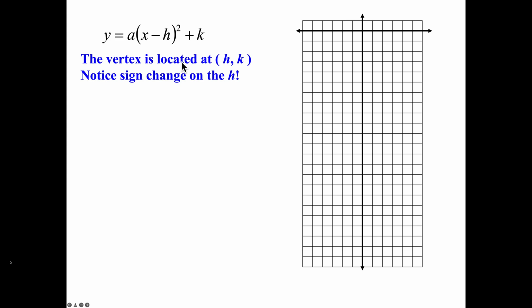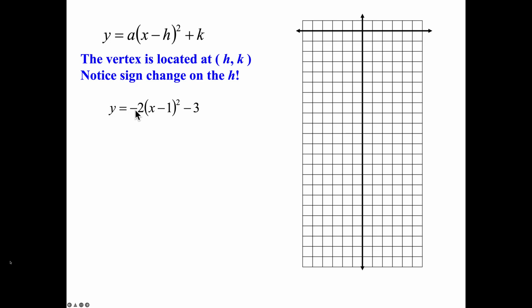Let's look at graphing our parabola where we're not centered at the origin; our vertex is not at the origin. So it's definitely going to be given to us in this format right here. Now we're looking at our vertex being at (h, k). And again, just as a reminder from the last video, notice the sign change.